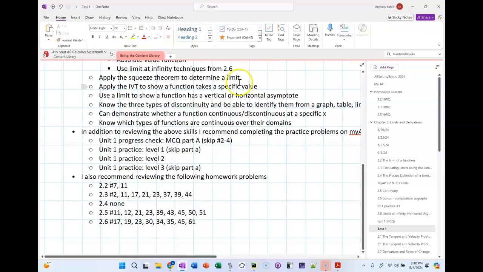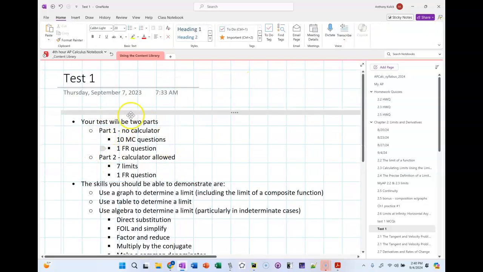And all the tests typically get broken into 2 pieces: a calculator part and a no calculator part. And you'll have the entire class. So you just do the no calculator part and then turn that part in and pick up your calculator.